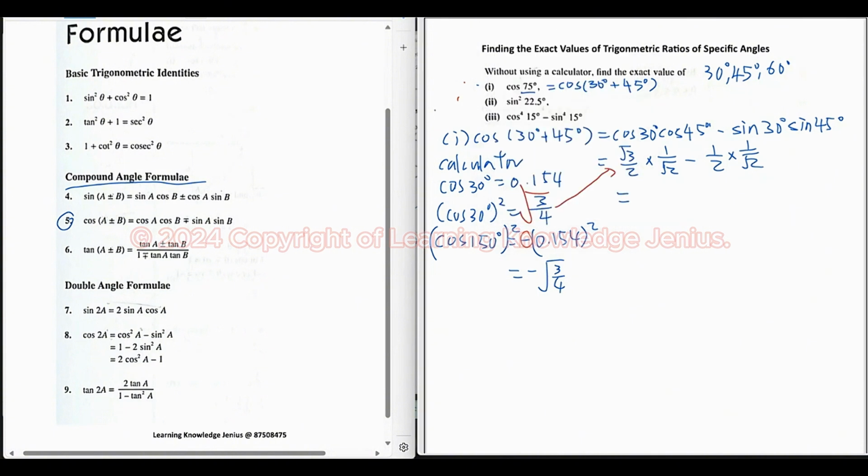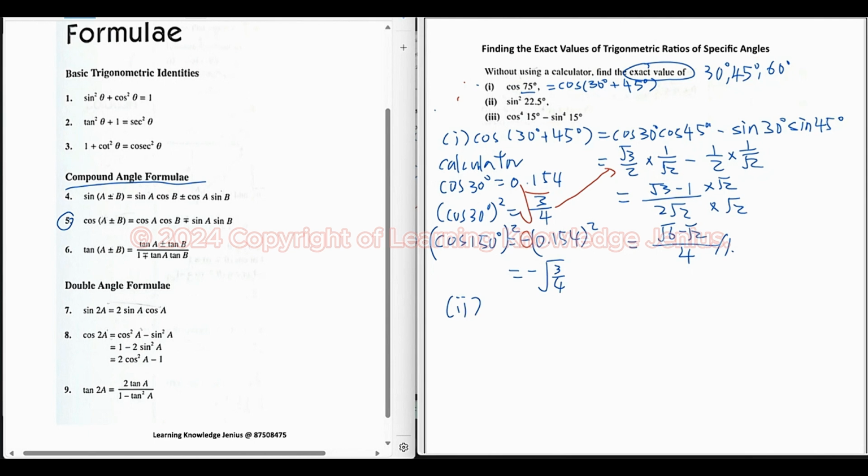Then up to here it will be just a simplification of the numbers. So you can get that the denominator is 2 square root 2. And then we can rationalize it. So you will get 4 at the denominator and square root 6 plus square root 2, because the question asks us to find the exact value. So this is how you do it.